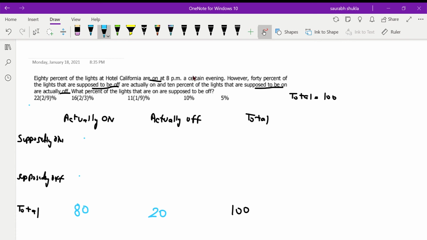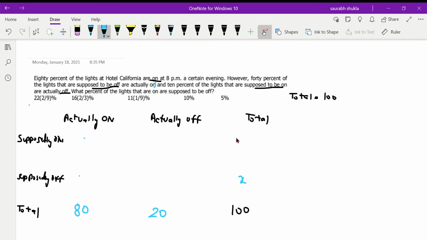Now let's go to the next line. It says, however, 40% of the lights that are supposed to be off are actually on. So 40% of what? 40% of lights that were supposed to be off, right? Do we have the total number of lights that were supposed to be off? We don't, so we are going to assume that as X. I'm assuming that X lights were supposed to be off. This is my assumption here for now.